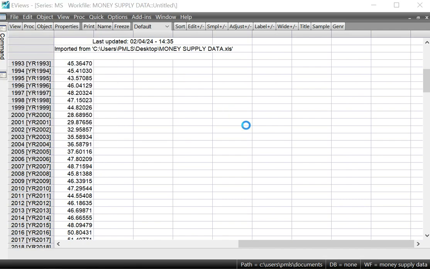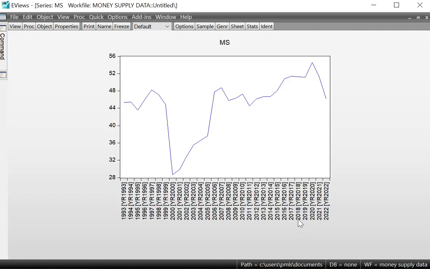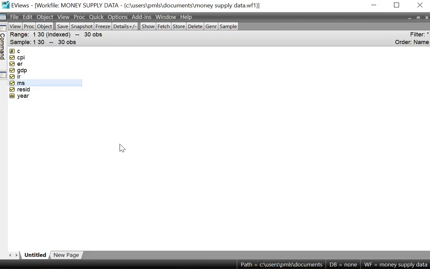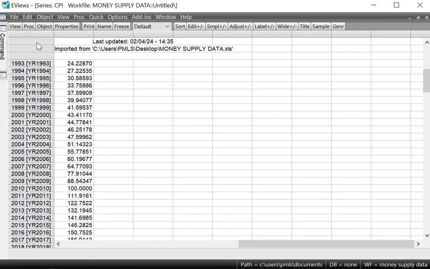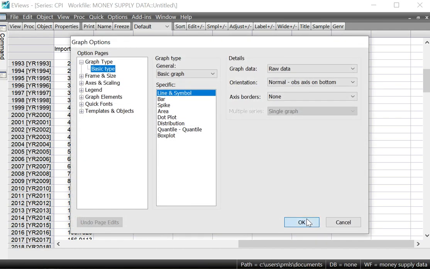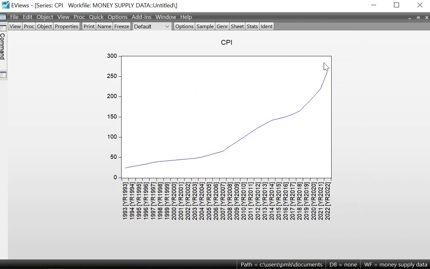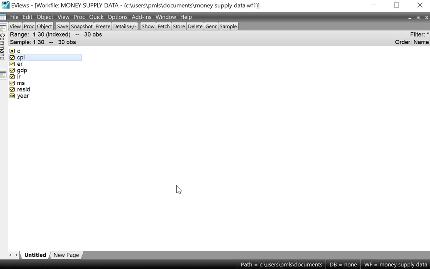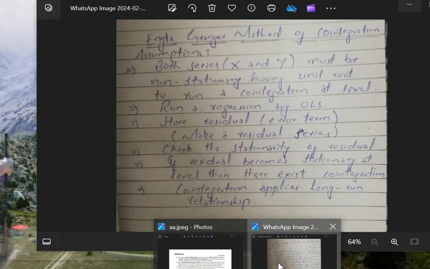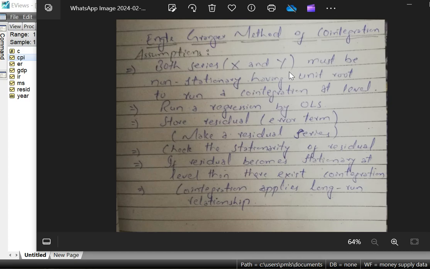Go to the views and check its graph. If you see, this is non-stationary, there is an upward trend. Money supply is non-stationary. Then check for CPI, go to the views and check the graph. Yes, CPI, meaning consumer price index, is again non-stationary because there is an upward trend. The first condition is fulfilled. Both series, money supply and CPI, are non-stationary.